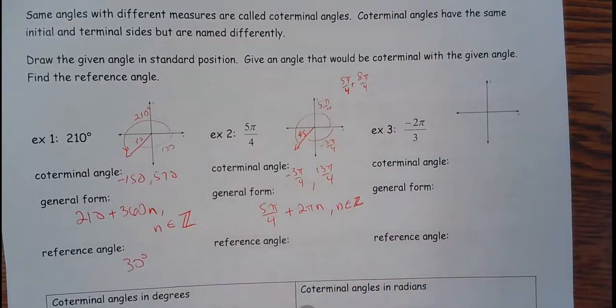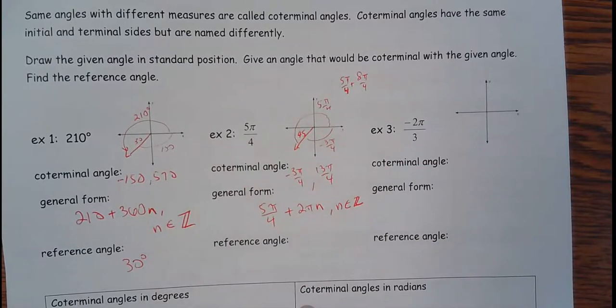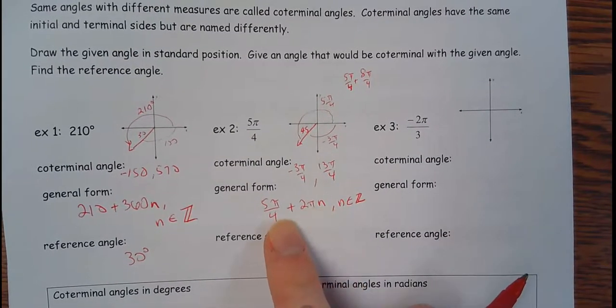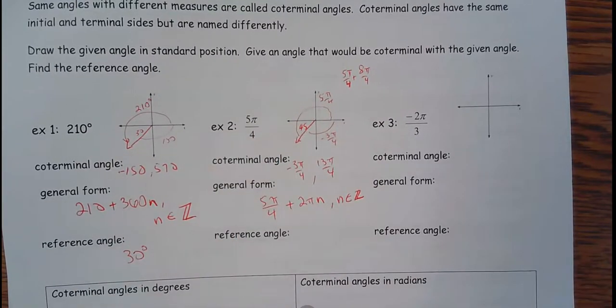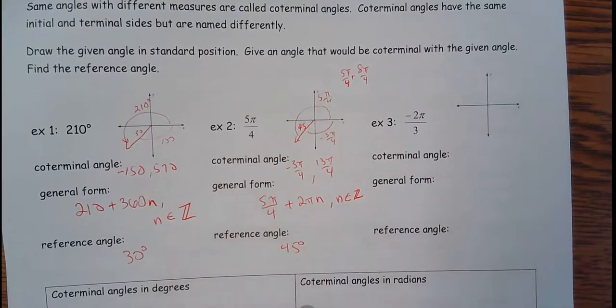So same idea. It's just how many times did you wrap around before you landed on 45 degrees past the x-axis. That's up to you, but how many times you go. But any number of circles plus 5 pi over 4 will land in the exact same spot as this one. Now the reference angle for that, 45 degrees.